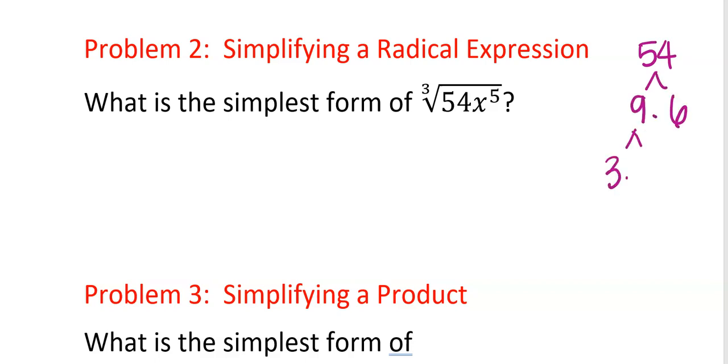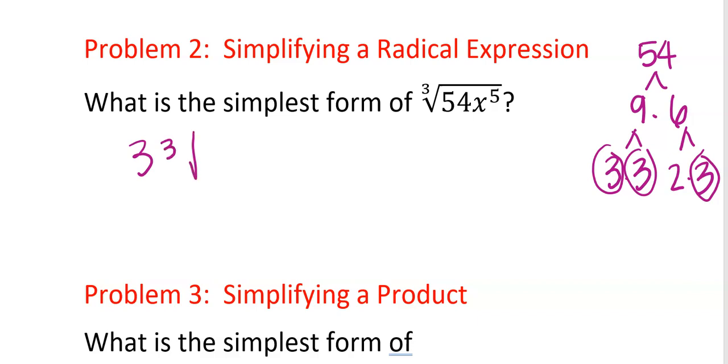9 goes down further, 3 times 3. And 6 goes to 2 times 3. Now, if we're looking for a cube root, how many numbers do we need to take one out? You need 3. So this one will come out as a 3. The 2 will not go anywhere. It will stay. So far for the numbers, we have 3, and then we have cube root of 2.